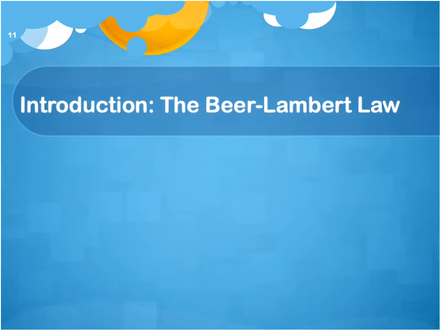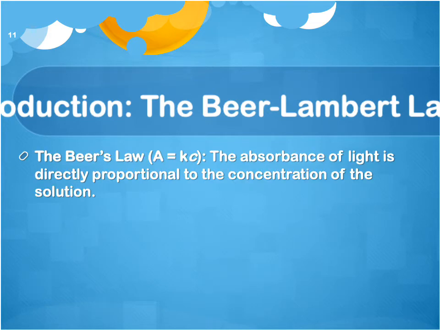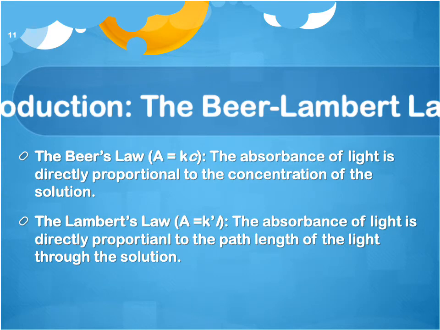For spectrophotometry, there is one main law known as the Beer-Lambert law, which consists of the Beer law and the Lambert law. For the Beer law, A equals Kc, meaning that the absorbance of light is directly proportional to the concentration of the solution. On the other hand, the Lambert law, A equals K'L. This means that the absorption of light is directly proportional to the path length of the light passing through the solution.